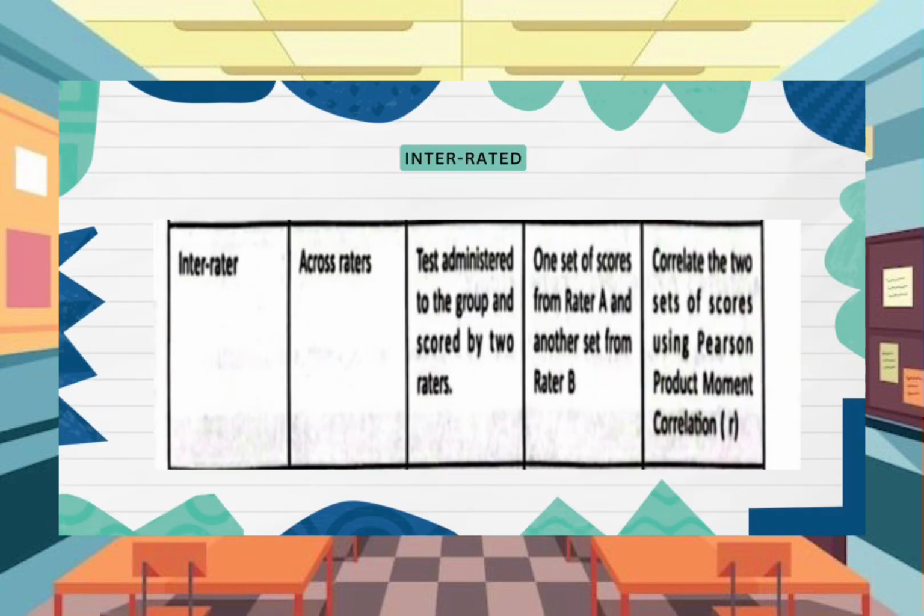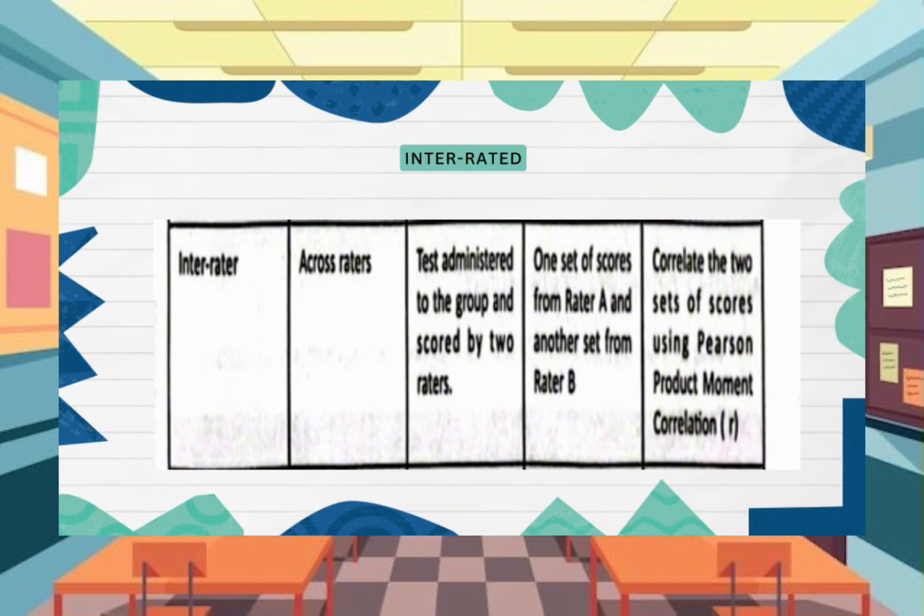Another type of reliability is inter-rater. The expected consistency is across raters. Test administration: the test is administered to the group and scored by two raters. Data: one set of scores from rater A and another set from rater B. The statistical analysis is to correlate the two sets of scores using the Pearson product-moment correlation.